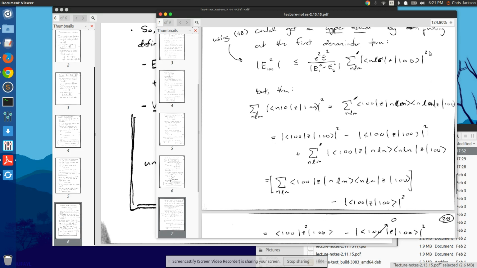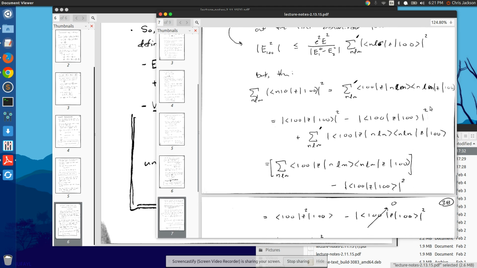Okay, so we want to compute this thing, right? So it's this guy right here. I can rewrite this by just expanding it out, and that's what I've done. So here's the NLM or N10 and the NLM N10 here. I've just unfolded this conjugate squared thing.